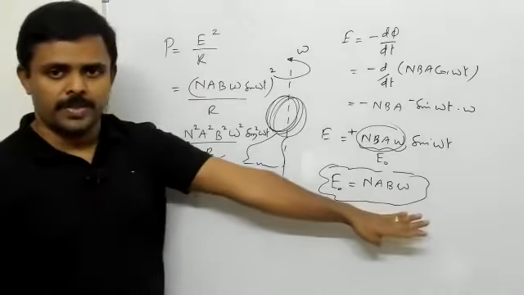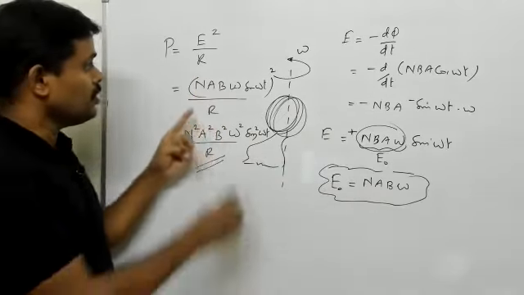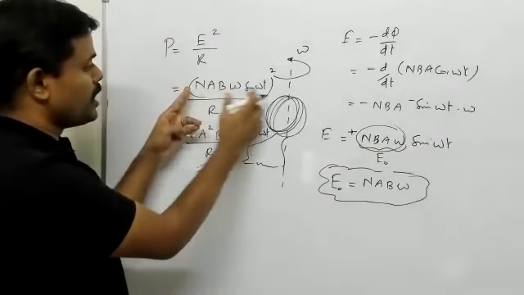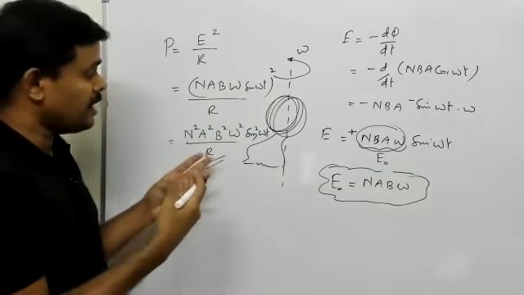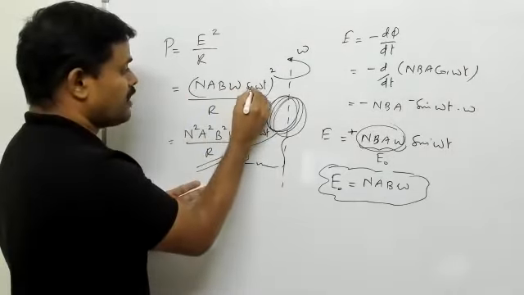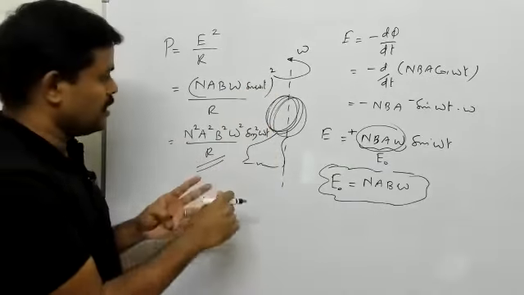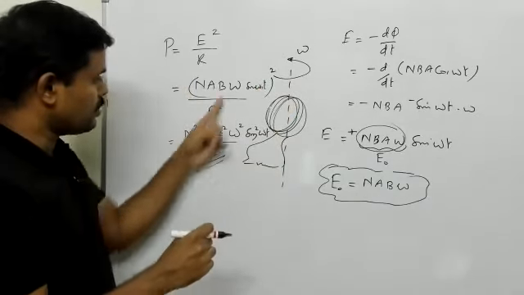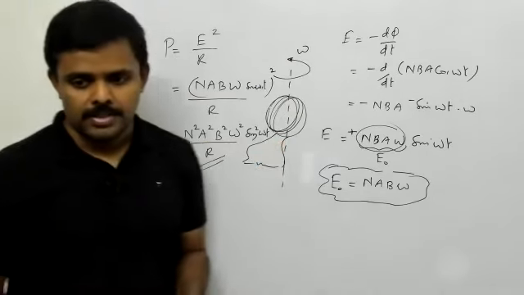We have answered the first part. The second part is on power. Power is E square by R. So E is NAB omega sin omega t. NAB omega sin omega t the whole square divided by R. Now, if you forget to put sin omega t, like I forgot, you won't lose marks. Don't worry. So NAB omega sin omega t the whole square by R. N square, A square, B square, omega square, sin square omega t divided by R. Did you understand this?